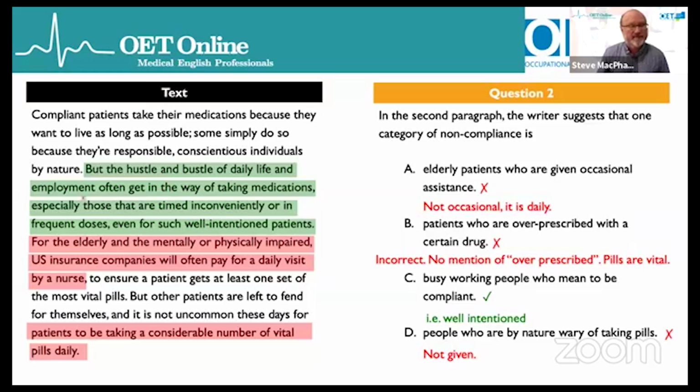But the hustle and bustle of daily life, that means busy people, right? The hustle and bustle of daily life and employment often gets in the way of taking medications, especially those that are timed inconveniently. You can imagine you're so busy at work or whatever you're doing, and then there's a medication at a certain time of day when you can't actually take it, even if you're well-intentioned. So well-intentioned means people who mean to be compliant. They want to be compliant. Hence, they are well-intentioned. Fantastic work, everyone, on getting that question right.